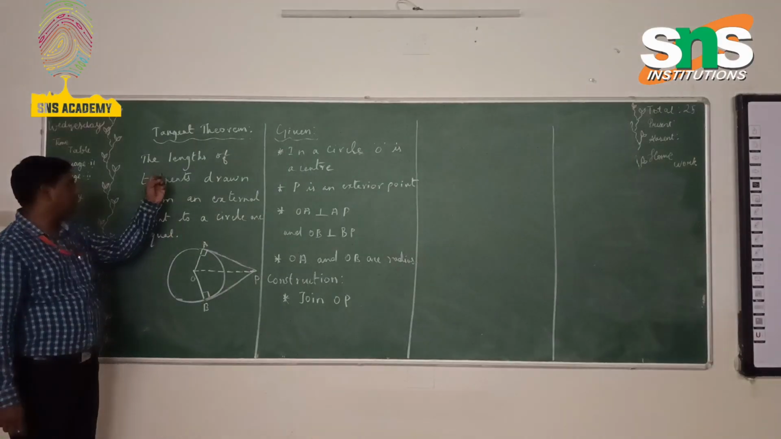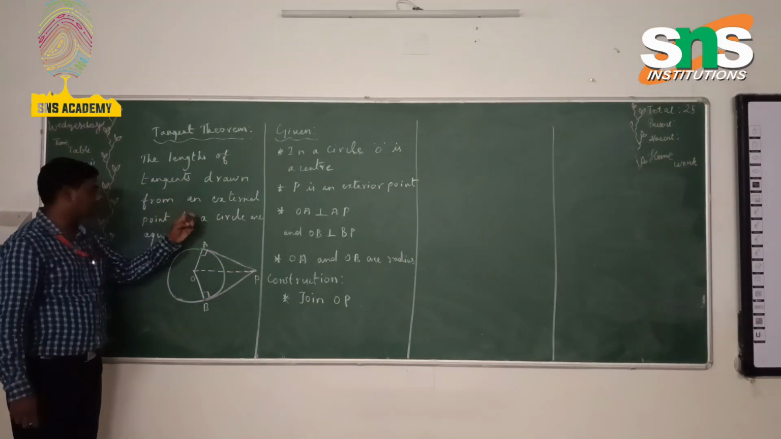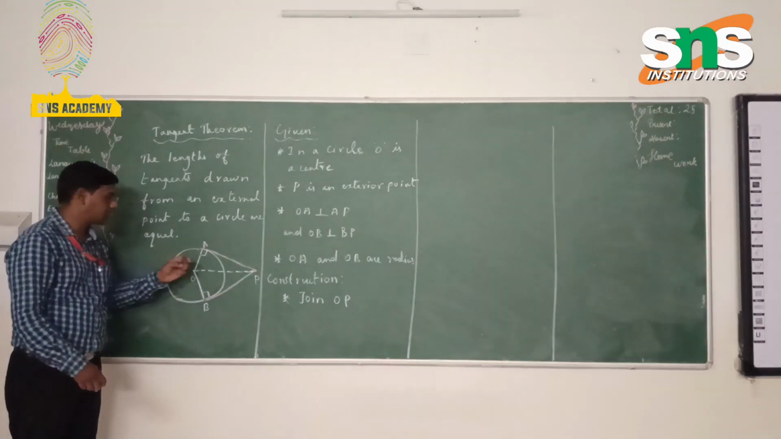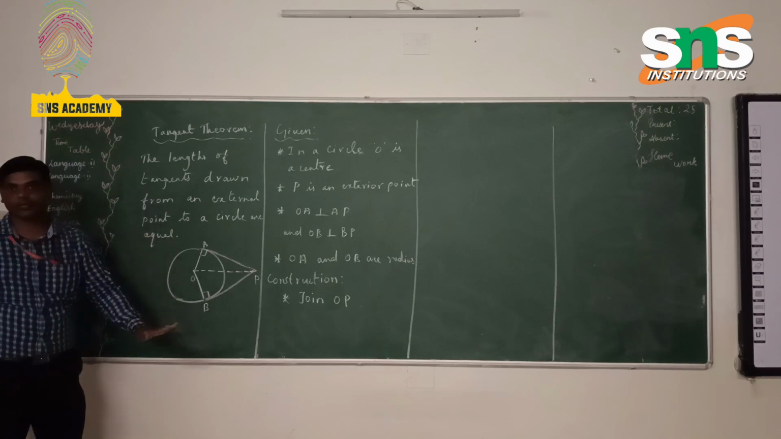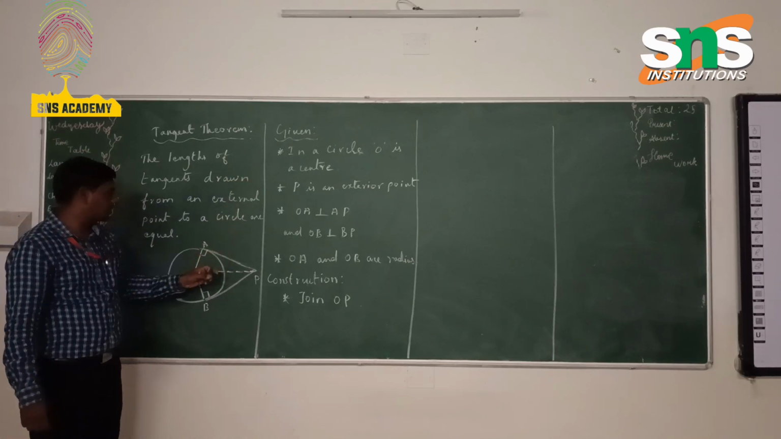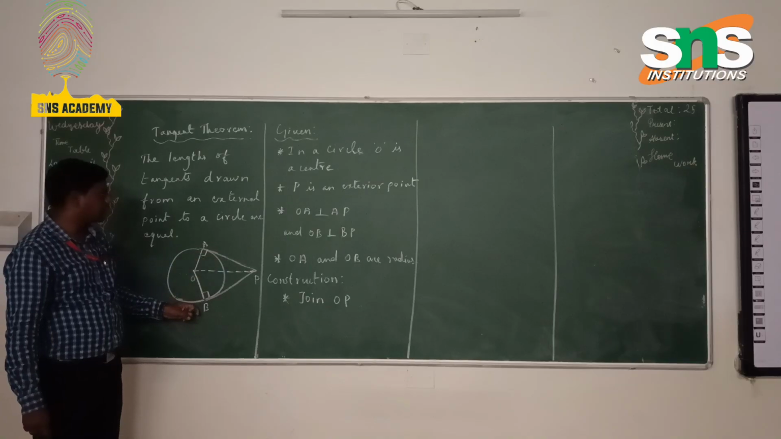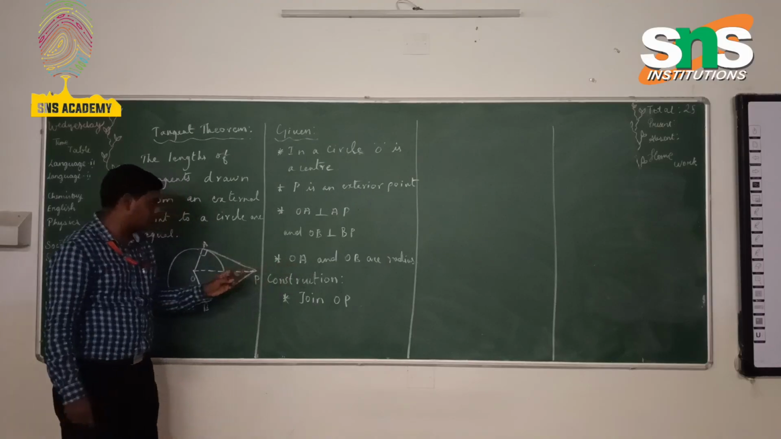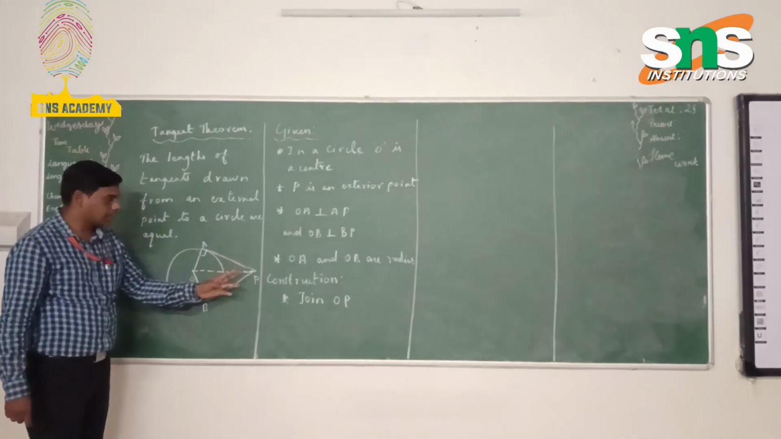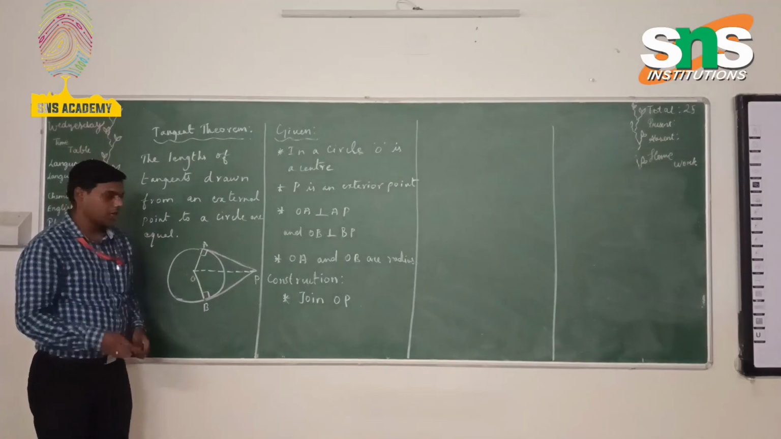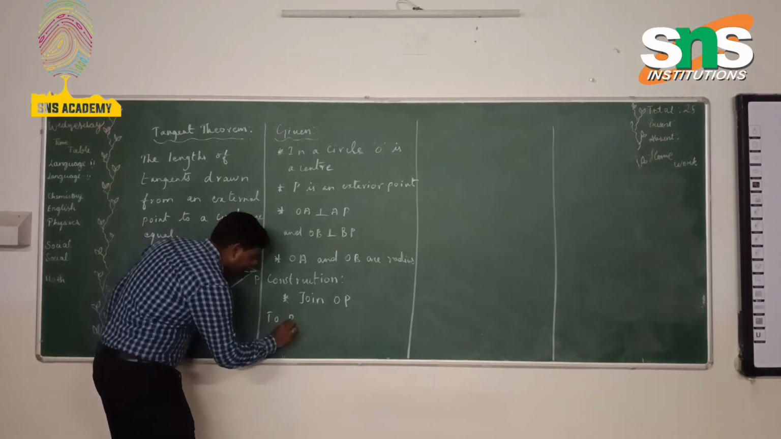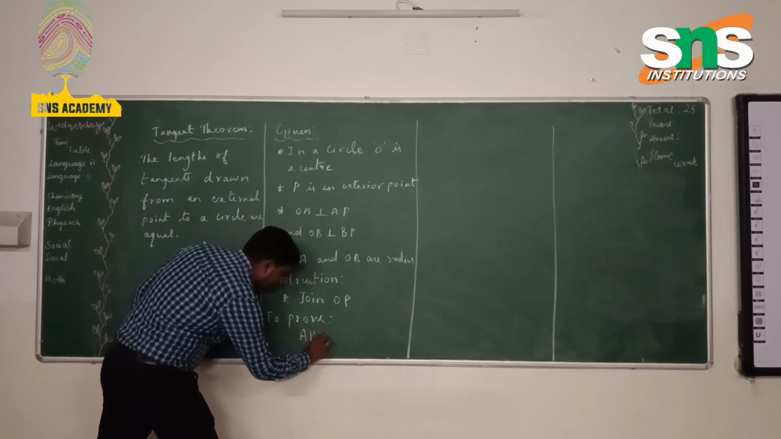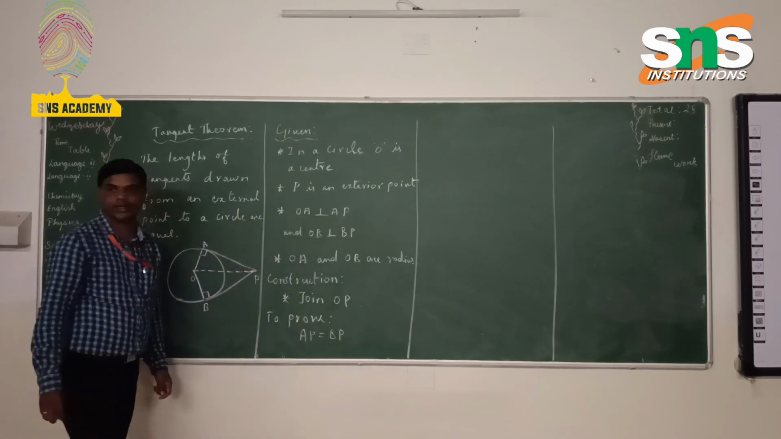According to the theorem, the lengths of the tangents drawn from an external point to a circle are equal. So we have to prove PA is equal to PB. Given a circle with center O and an exterior point P, OA and OB are radii, and the construction is to join OP. To prove: AP is equal to BP.